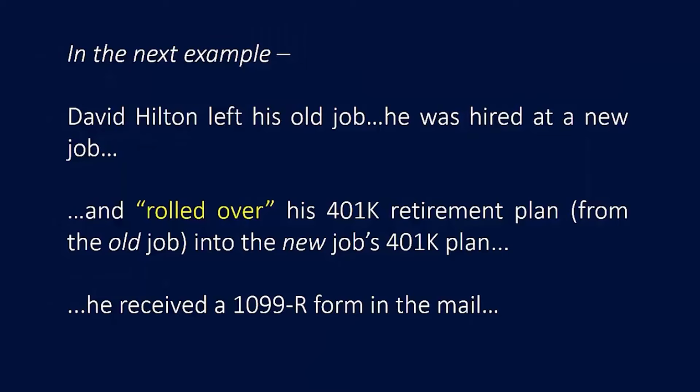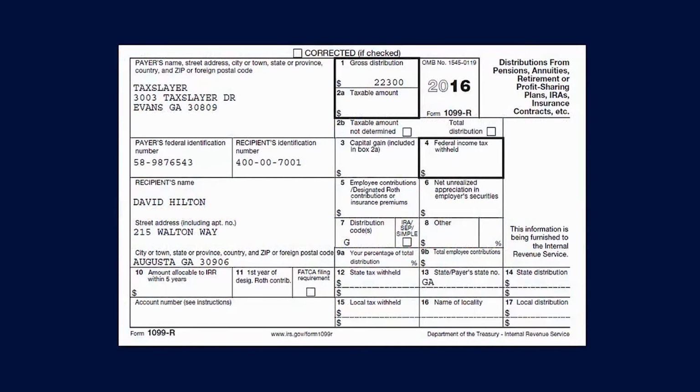Now, in the next example, David Hilton left his old job. He was hired at a new job, and he rolled over his 401k retirement plan from the old job into the new job's 401k plan. He received a 1099-R form in the mail, which looked something like this. And the distribution code on this 1099-R in box 7 is the letter G. Notice in box 2A, there's no taxable amount. The gross distribution in box 1 is $22,300, but in box 2A, the taxable amount is blank.